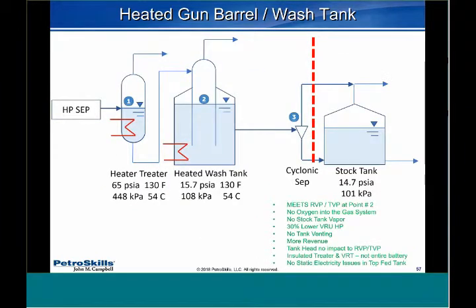Another design I like a lot is a heated gun barrel tank. It works just like the VRT, except it's not a pressure vessel. So you can have a lot larger mass to try and keep warm, plus have an externally supplied heat to it. It has all the same features of a VRT.